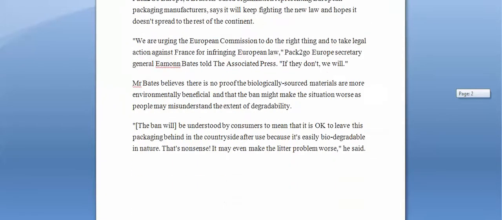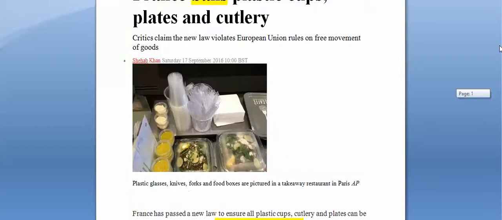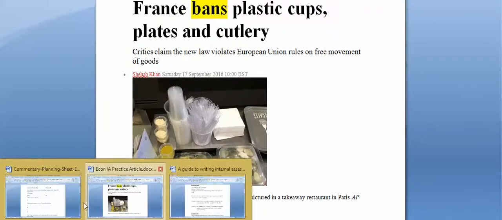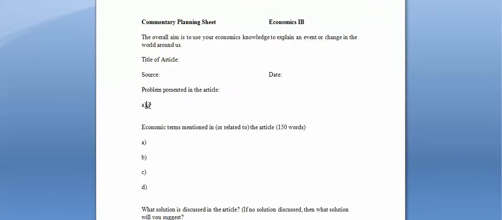Before moving on to what is the opinion of different people, let's think, how is this related to economics? Okay, so let's go to our planning. The problem presented in the article is the climate change problem and the effect of plastic on the environment. Mainly it's talking about how plastic is non-biodegradable and hence it affects future generations.